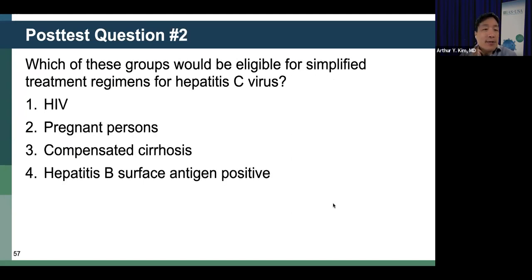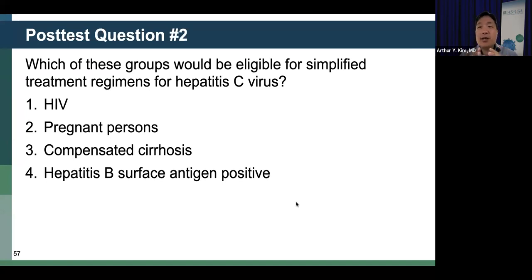Let's move on to the second post-test question. Which of these groups are now eligible for a simplified treatment regimen? Is it persons with HIV? Is it pregnant persons? Is it compensated cirrhosis? Is it hepatitis B co-infection? I know I reviewed these about 45 minutes ago, so some of you may have joined a little bit later, but let's see what the answers are.